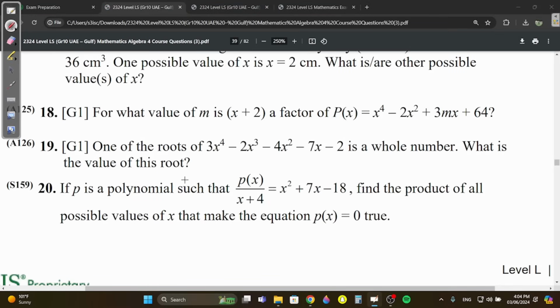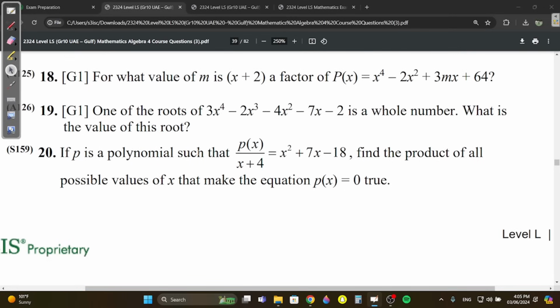Question 19. If one of the roots of this is a whole number, what is the value of this root? How do you find the roots? I think you're going to get something like factor completely. If p is a polynomial such that p of x over x plus 4.